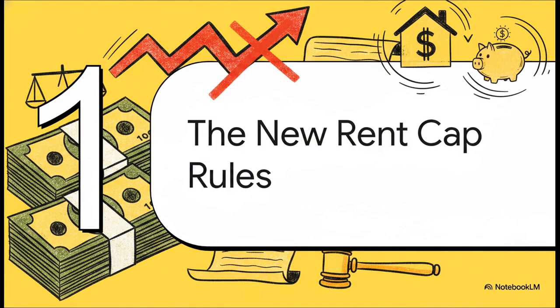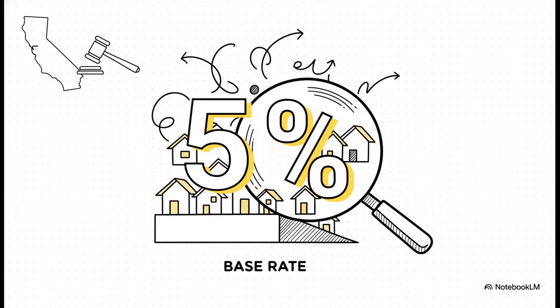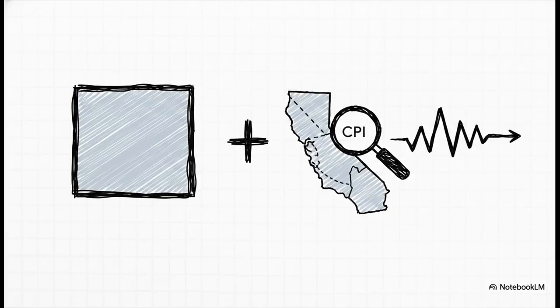First up, let's talk about the part everyone watches closely, the money. AB 1482 put a statewide limit on how much you can raise the rent each year. So the foundation of the rent cap formula is a base rate of 5%. That's always your starting point. Then you add the local inflation rate to that 5%. The official term for this is the Consumer Price Index, or CPI.